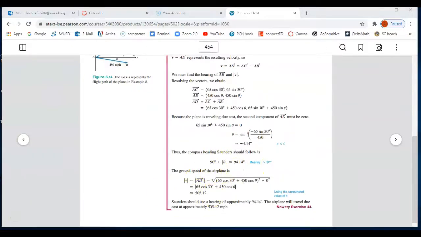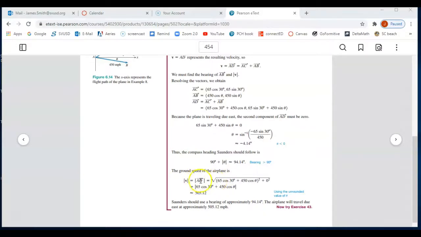So if you look back at the beginning of my notes when we first introduced the idea of magnitude, one of the words I put into that was speed, right? So when they talk about the speed of this plane, that is the magnitude of the vector that the plane is traveling on. So just finding the magnitude of this airplane here.